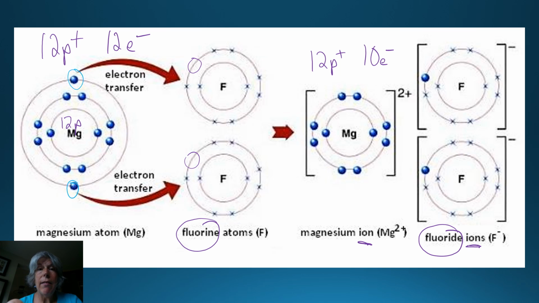Fluorine has 9 protons and 9 electrons, a neutral atom. Over here, fluorine still has 9 protons, but now it has 10 electrons. So with positive 9 and negative 10, it adds up to -1. So fluoride ions have a -1 charge, and you'll notice that's written as a superscript. Magnesium ions have a +2 charge.